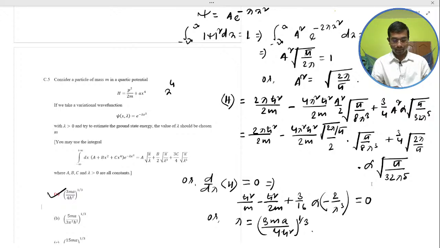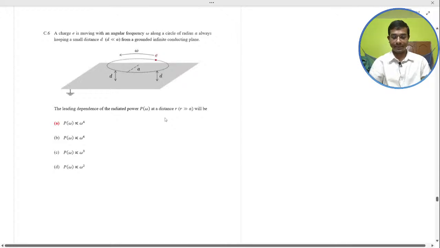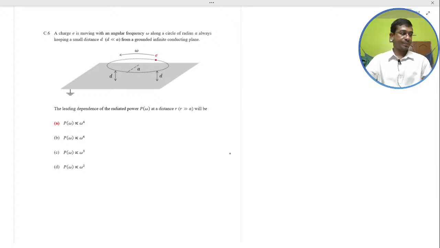Now go ahead, our second problem. Next problem, question number 6. A charge E is moving with an angular frequency omega along a circle of radius A, always keeping a small distance d from a grounded infinite conducting plane. The leading dependence of the radiative power P omega at a distance r greater than A will be what? Simple.